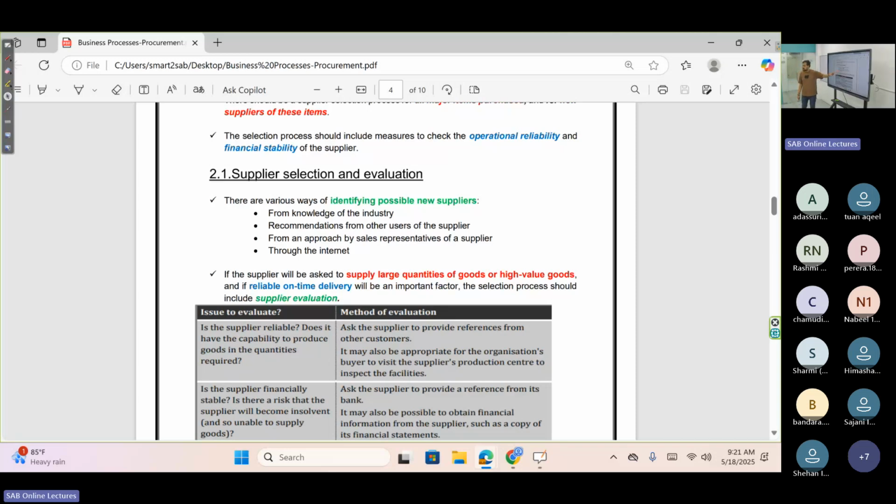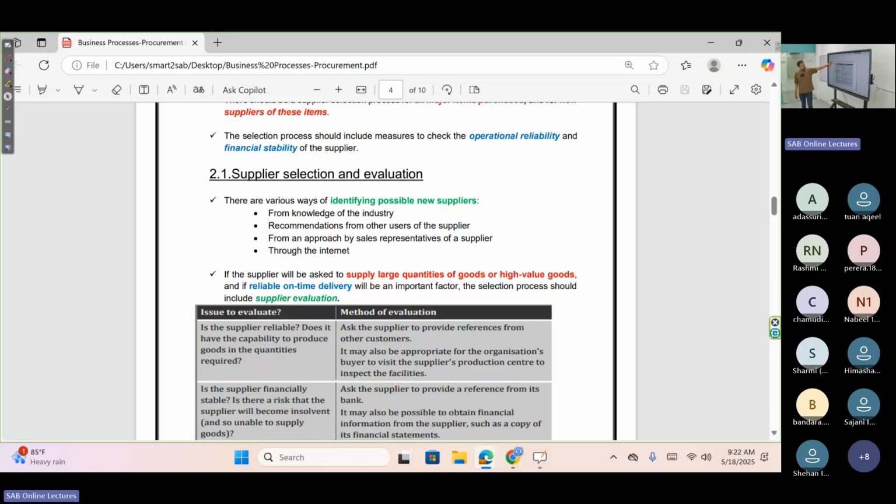Also from an approach by a sales representative, such as a distributor company's sales representative, paying companies, and lubricants and oil items, where distributors' representatives approach you. And also through the internet.